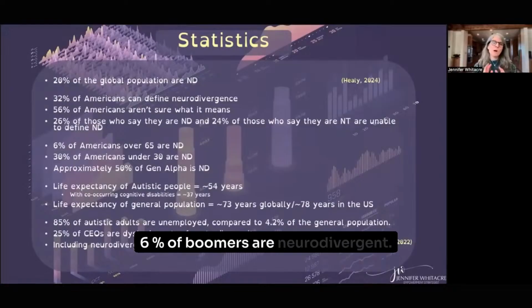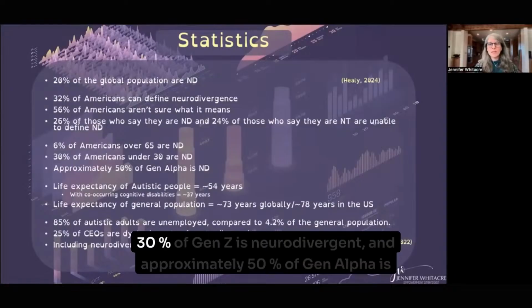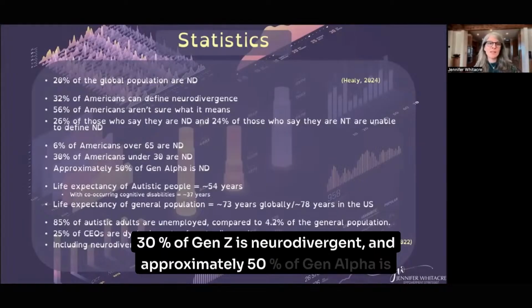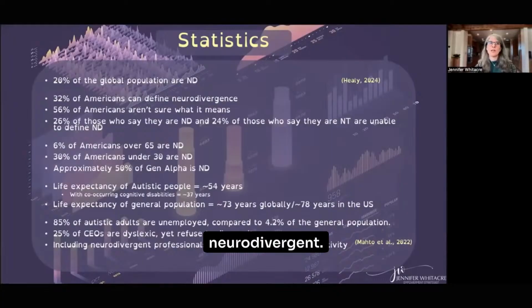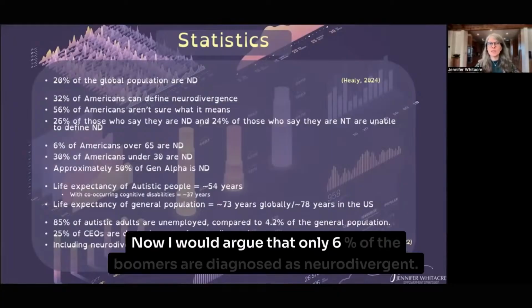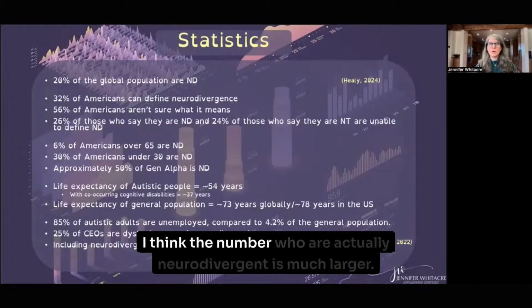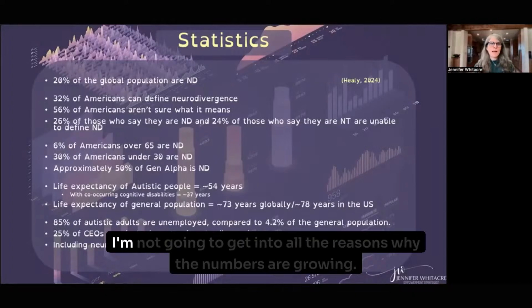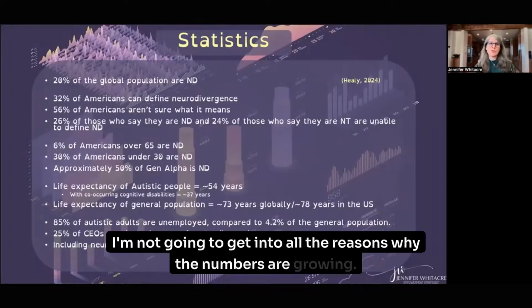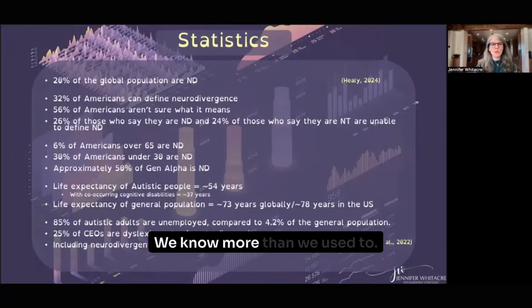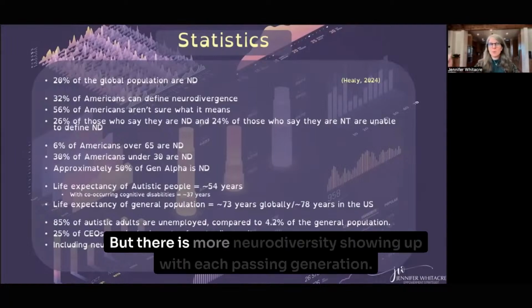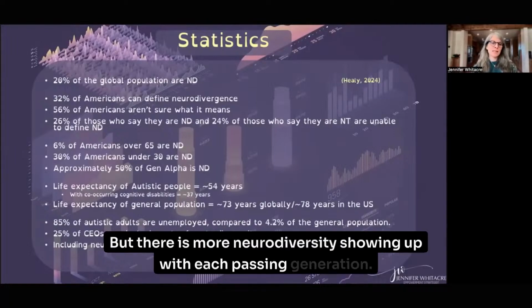6% of boomers are neurodivergent. 30% of Gen Z is neurodivergent, and approximately 50% of Gen Alpha is neurodivergent. Now, I would argue that only 6% of the boomers are diagnosed as neurodivergent. I think the number who are actually neurodivergent is much larger. And why? I'm not going to get into all the reasons why the numbers are growing. A lot of it's self-awareness. We know more than we used to, but there is more neurodiversity showing up with each passing generation.